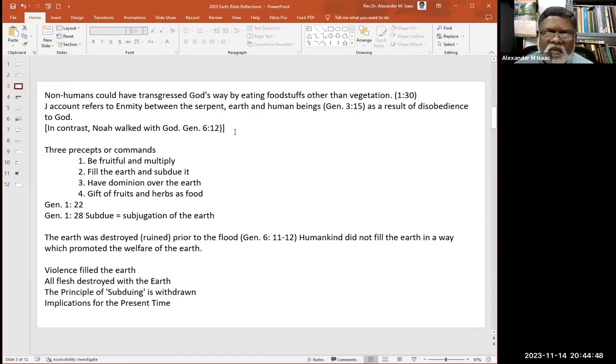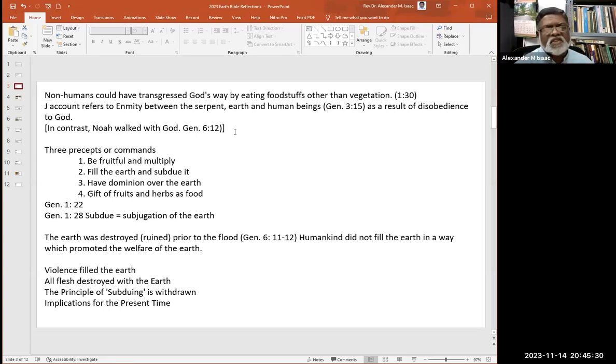And Yahweh's account, the J account, refers to enmity between the serpent, the earth, and human beings in the Genesis narrative. It shows that the judgment happened as a result of disobedience to God. We can also see, in contrast, the major player in this narrative, Noah, instead walked with God, Genesis 6:12. There is a contrast between Adam and Eve and Noah.